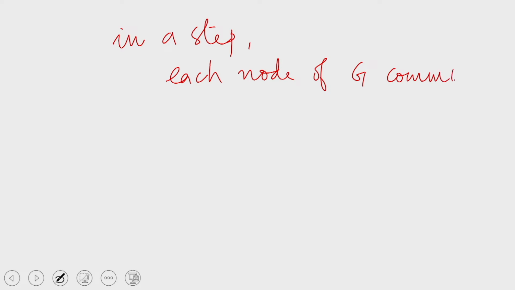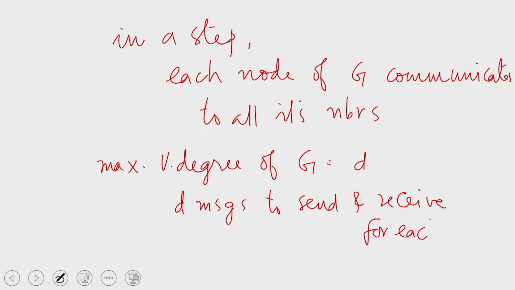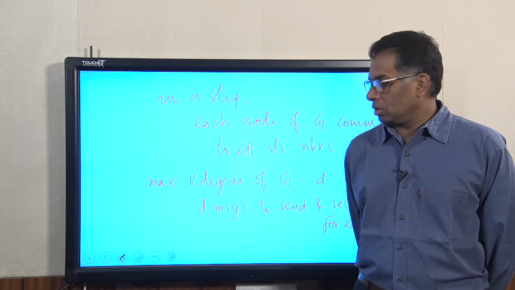As is customary in all interconnection networks, what we assume is that in a step, each node of G communicates to all its neighbors. A node has a constant number of neighbors. Let us say the vertex degree of G is D, the maximum vertex degree in G is D, which means a node can have at most D neighbors. So, in every step of the algorithm, a node may have to communicate with all its D neighbors. So, a node has D messages to send and D messages to receive for each node. So, that is the constraint we have. These many messages have to be transferred.